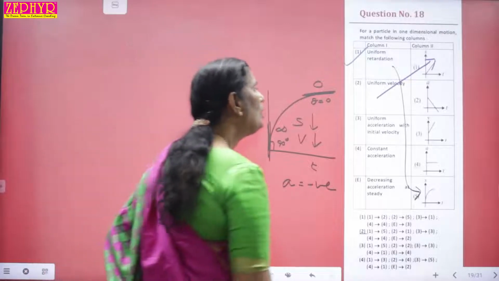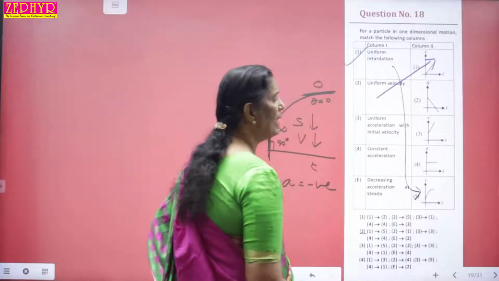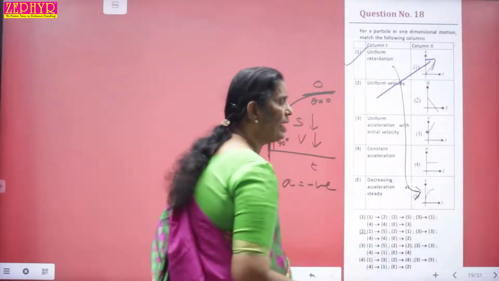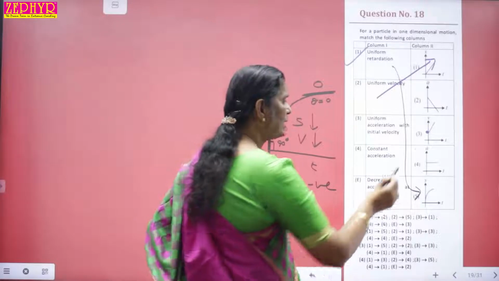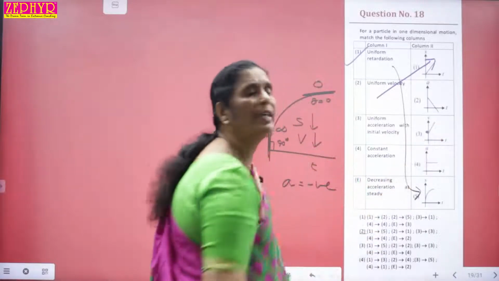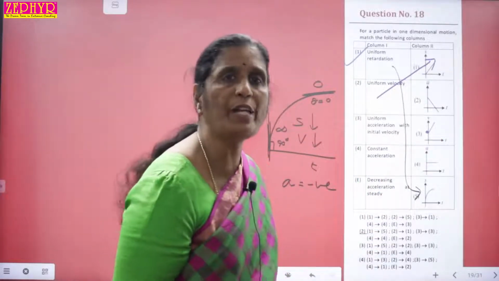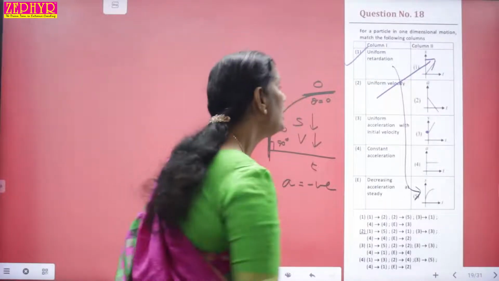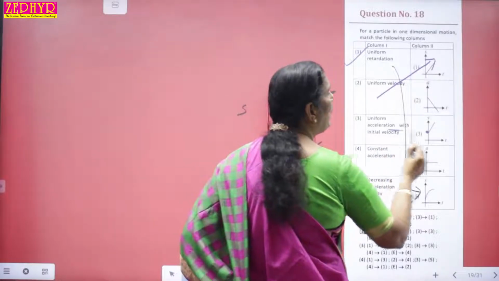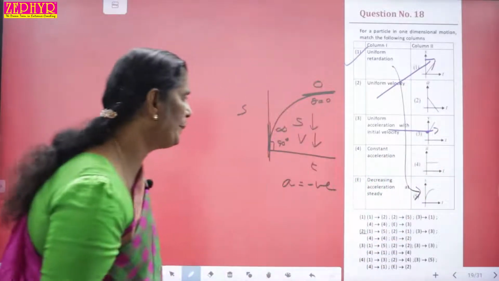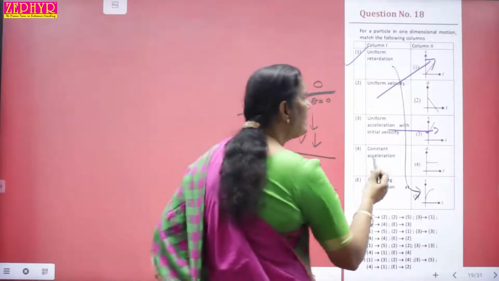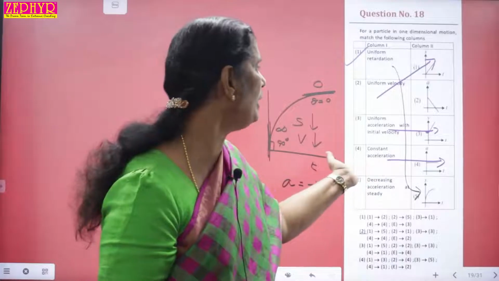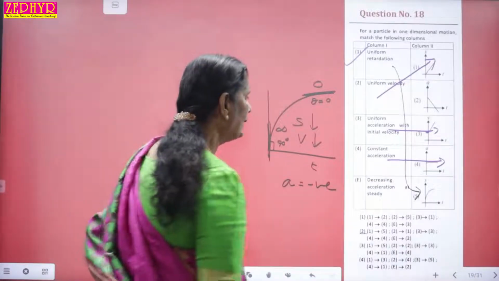Next, uniform acceleration with initial velocity. Here we have initial velocity. What is the slope of the velocity-time graph? The slope is constant. So the particle starts with initial velocity, and the slope is constant and positive, so it is moving with uniform acceleration. Correct. 3 goes to 3. Next, constant acceleration: the acceleration-time graph is constant, so 4 goes to 4.